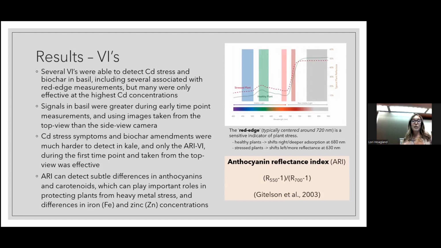And we think that could be for a number of different reasons. We know that heavy metals can influence the production of compounds like anthocyanins and carotenoids, which are very important in protecting plants from heavy metal stress. And they can also detect subtle changes in iron and zinc concentrations. So heavy metals often interfere with iron homeostasis, and we saw that, and then you often get an increase sometimes in zinc as the plant tries to protect itself.